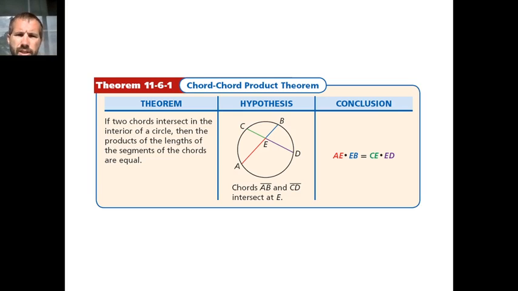So the first theorem is when you have two chords that are intersecting inside of a circle. If two chords intersect in the circle, then the product of the lengths of the segments of the chord are equal. So what that means is you take each chord, so take chord CD and break it into the two parts, CE and ED, and multiply those two parts together, and then take your other chord, AB, and break it into the two parts, AE and EB, and multiply those two together. Those products will be equal to each other. So AE times EB equals CE times ED.